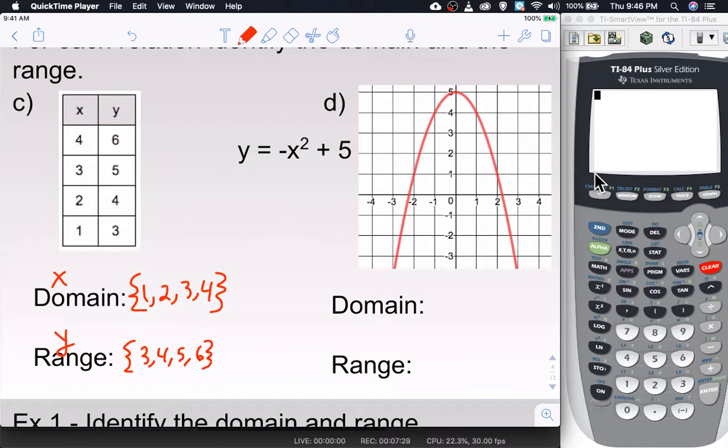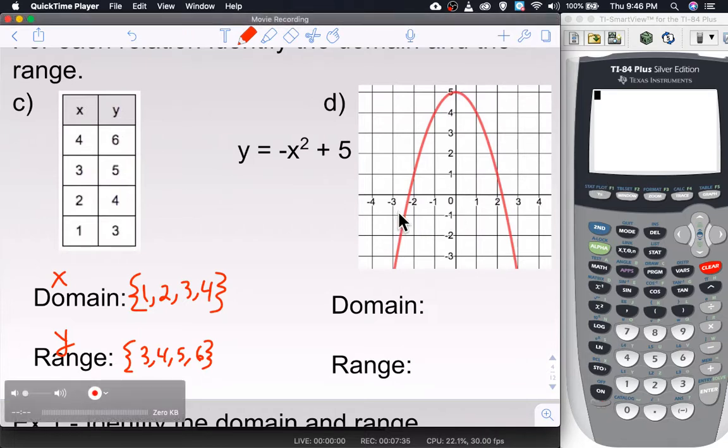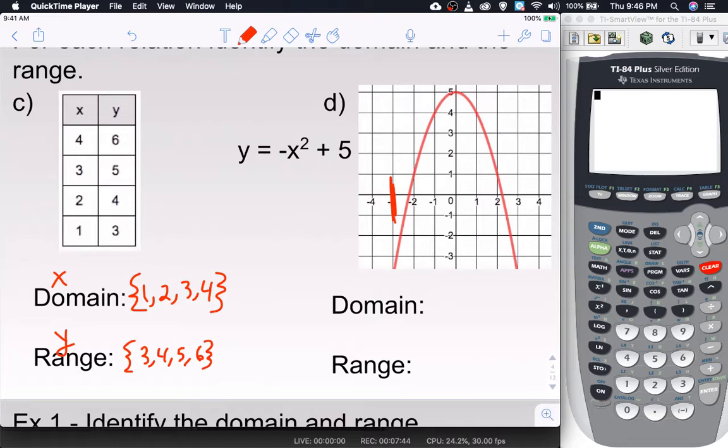Letter D, we have another equation, another graph. So here, my domain. Based off this picture, you might think, does this function only exist from negative 3 up to positive 3? Because that's as far as it goes on my graph. Well, no, it can go farther than that. Could I plug in a negative 8 for x? Would I get a value?